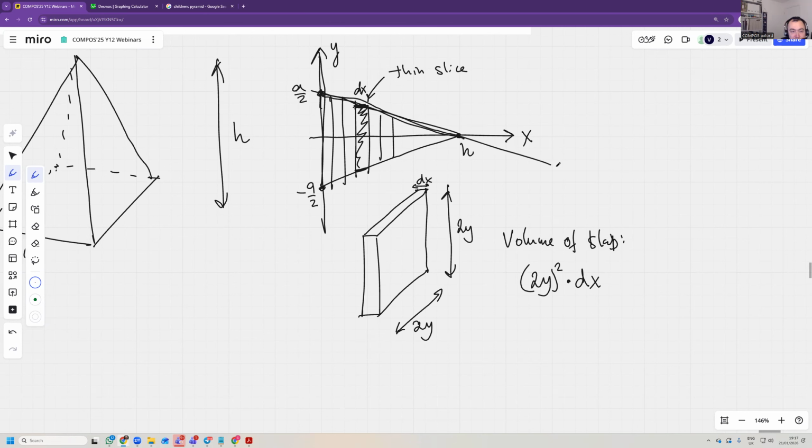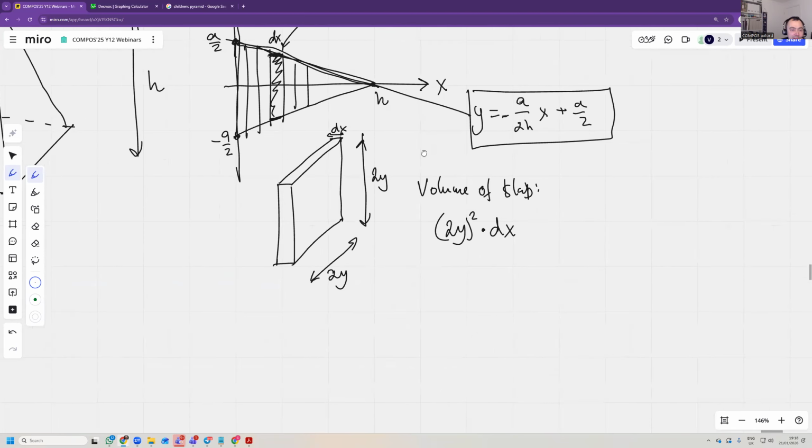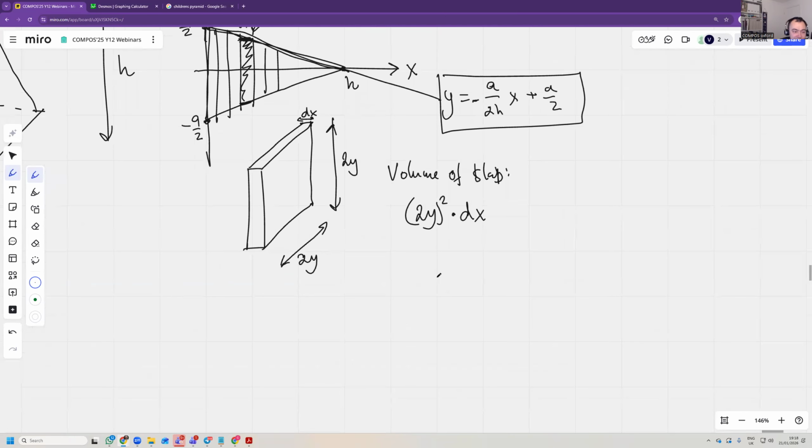And y is the equation of that line. The equation of that line, y is equal to minus a over 2h times x plus a over 2, with a minus, because that's the gradient. The gradient is a over 2 divided by h, so a over 2h times x, and the y-intercept is a over 2. So that's the equation of the straight line. And yeah, so we can substitute that in.